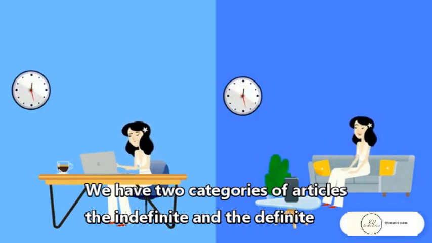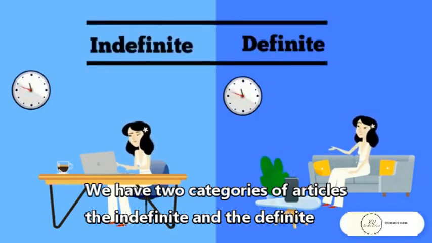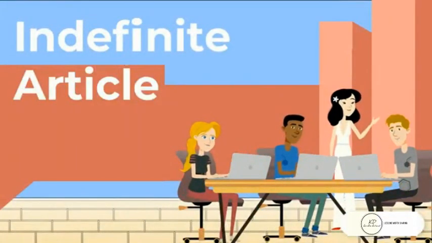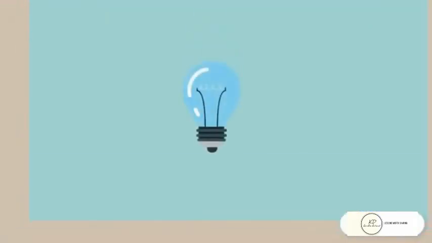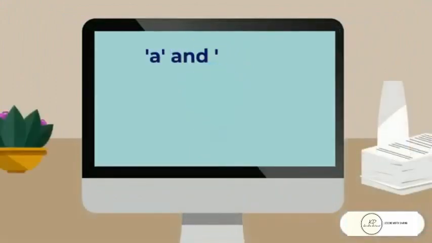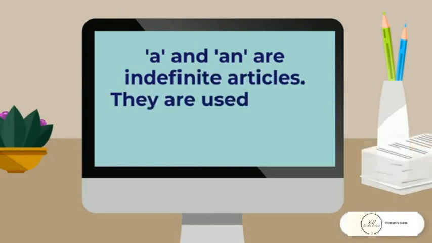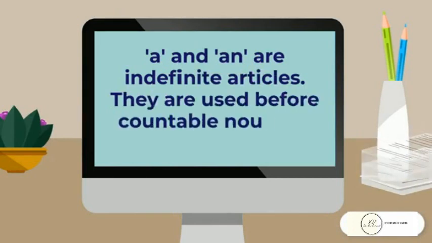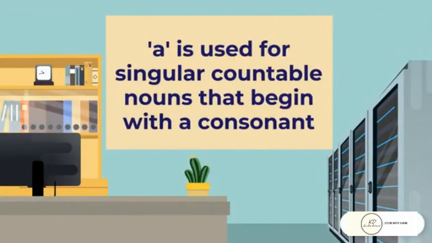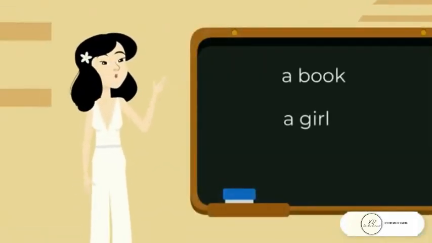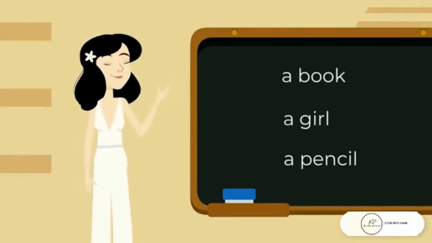We have two categories of articles, the indefinite and the definite. A and an are indefinite articles. They are used before countable nouns to mean one. A is used for singular countable nouns that begin with a consonant. For example, a book, a girl, a pencil.